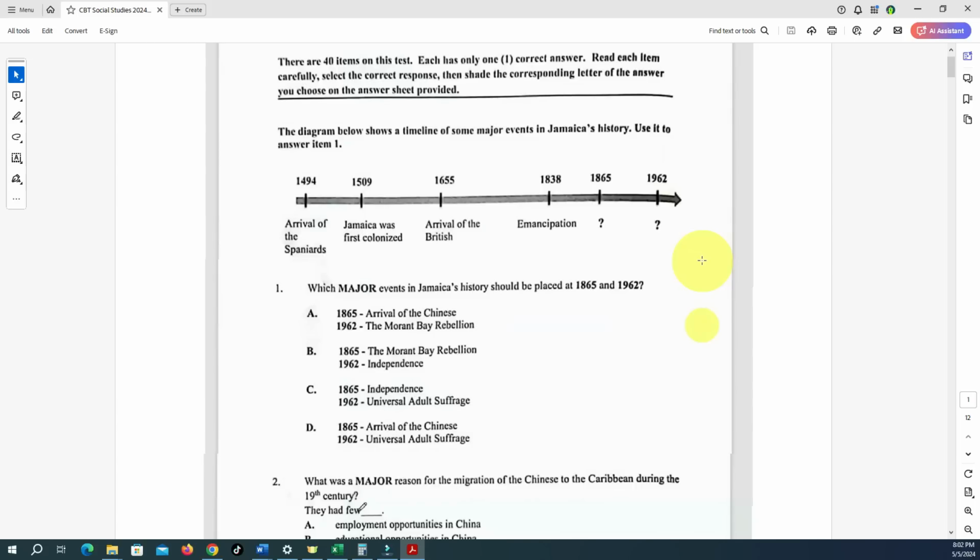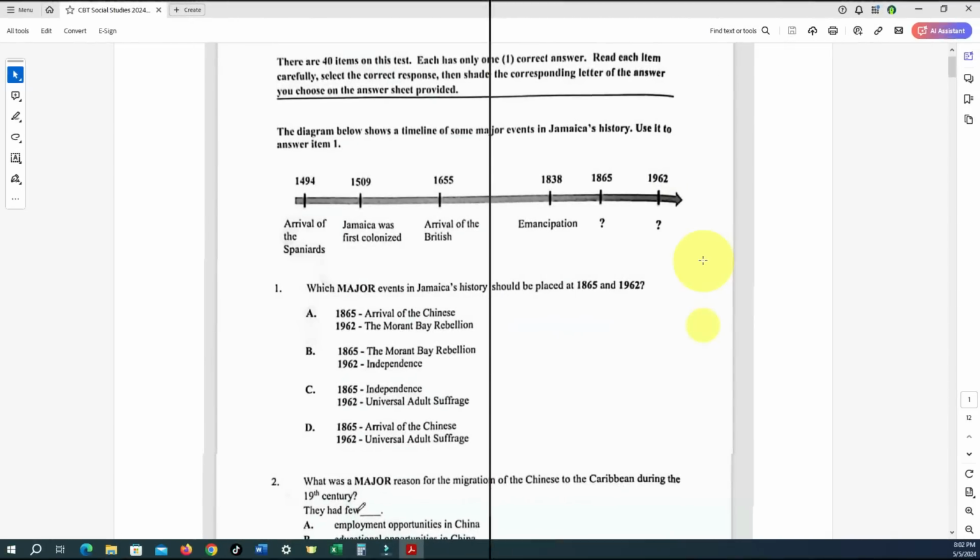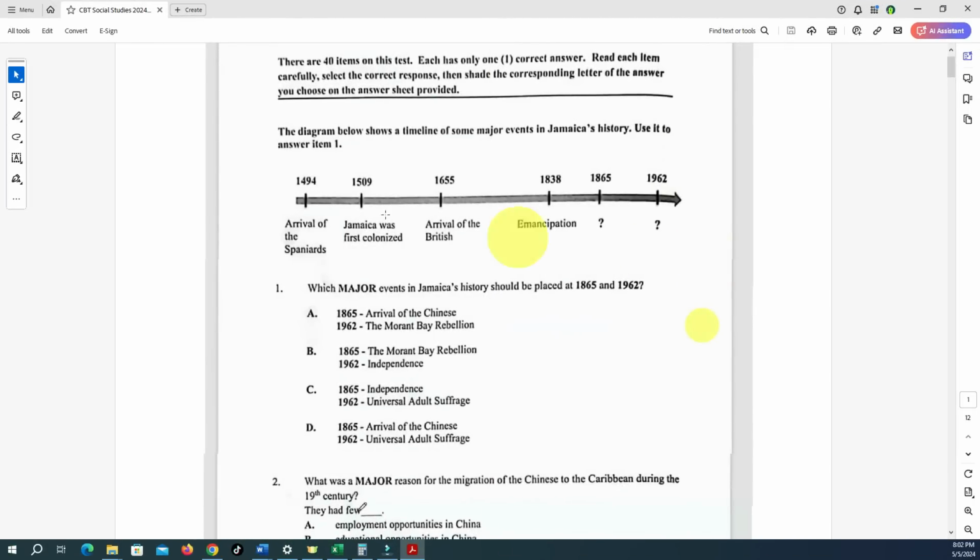There are 40 items on this test. Each has only one correct answer. Read each item carefully, select the correct response, then shade the corresponding letter of the answer you choose on the answer sheet provided. The diagram below shows a timeline of some major events in Jamaica's history. Use it to answer item 1.